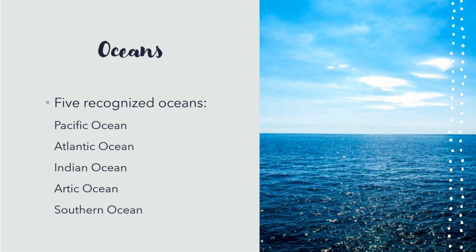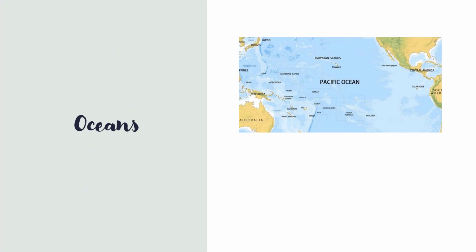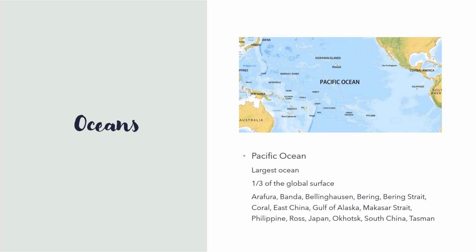Okay, so for the Pacific Ocean, the Pacific Ocean is the largest ocean. It covers about 1/3 of the global surface, and its area of 166 million square kilometers is larger than the total land area of the world.